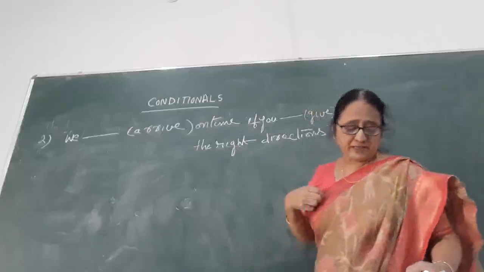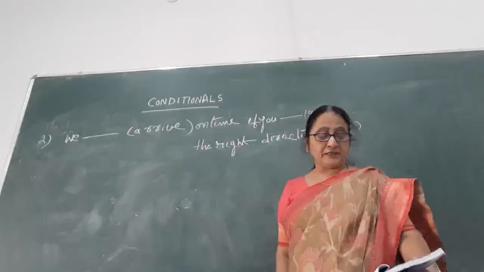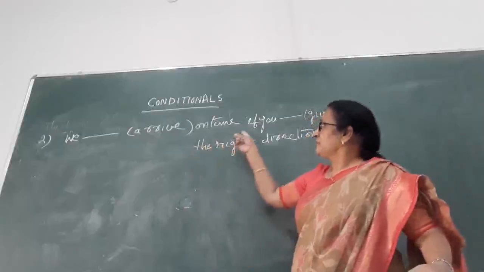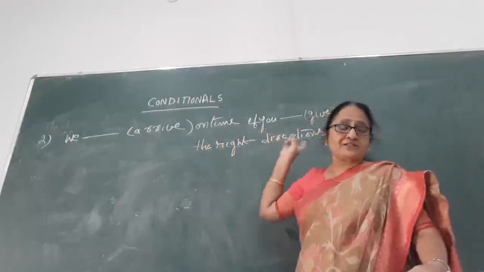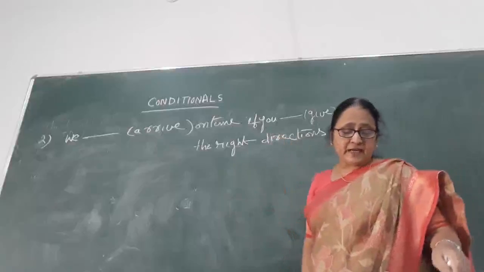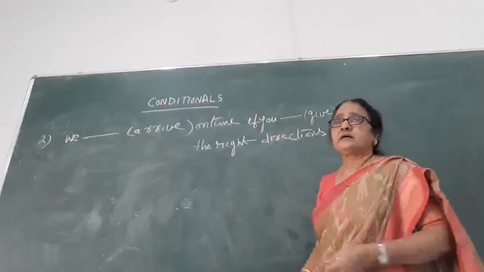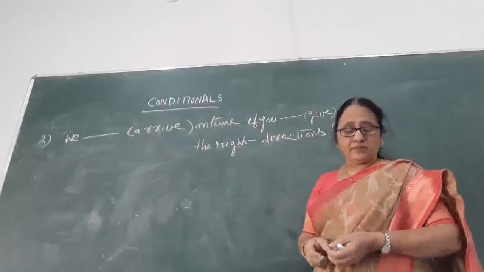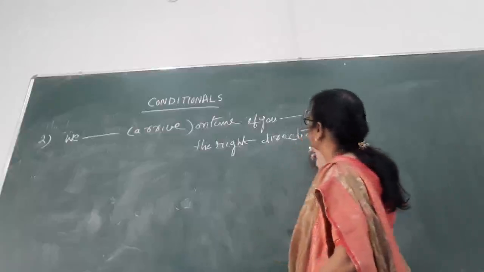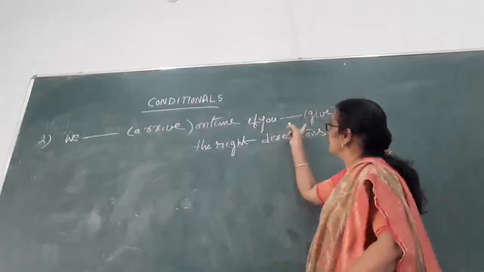So what is the third conditional? In the third conditional, I told you that the if clause is in the past perfect tense, and the main clause will be would have plus V3. Would have plus V3. This is past perfect. What will you write in past perfect?